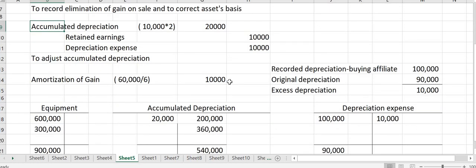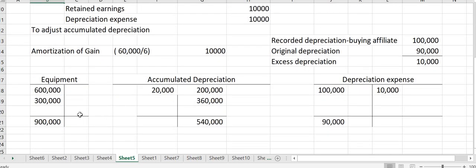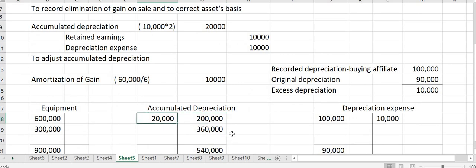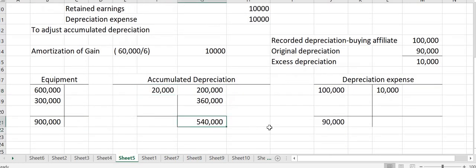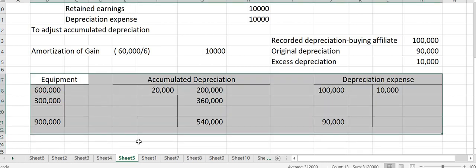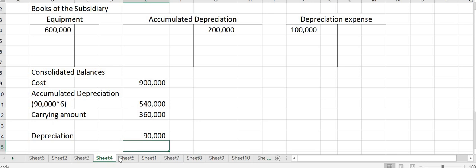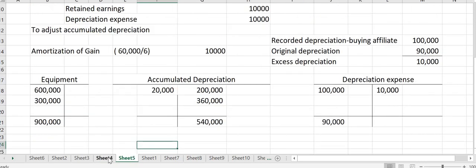So, after this, in our working paper eliminating entries, of course, the equipment will have a balance of 900,000. And our accumulated depreciation, we have a beginning balance of 200,000 for December 31, 2021. Then, with our entries, we have credited 360,000 and we've debited 20,000. Therefore, we have a balance of 540,000. And then our depreciation expense, we have 90,000. Take note that the balances should be the same as the balances for consolidated purposes, which is: the cost should be 900,000, the accumulated depreciation should be 540,000, and the depreciation expense should be 90,000.